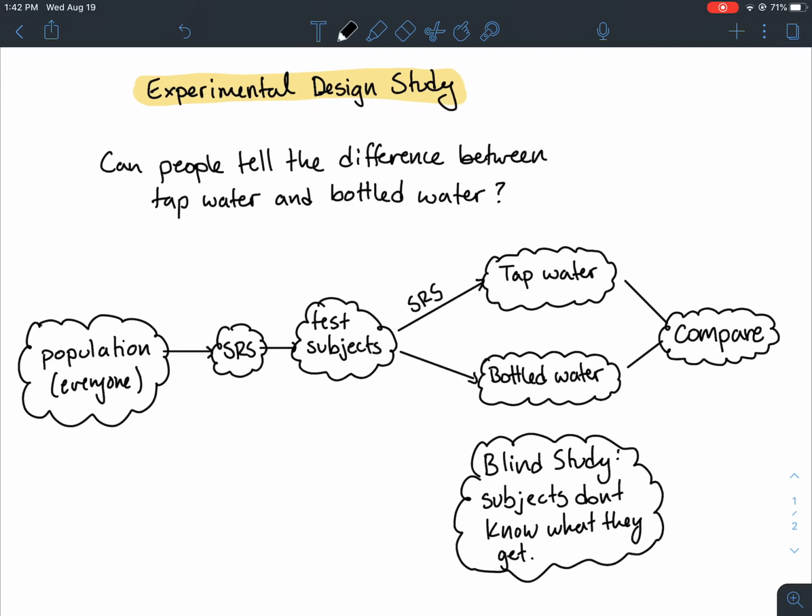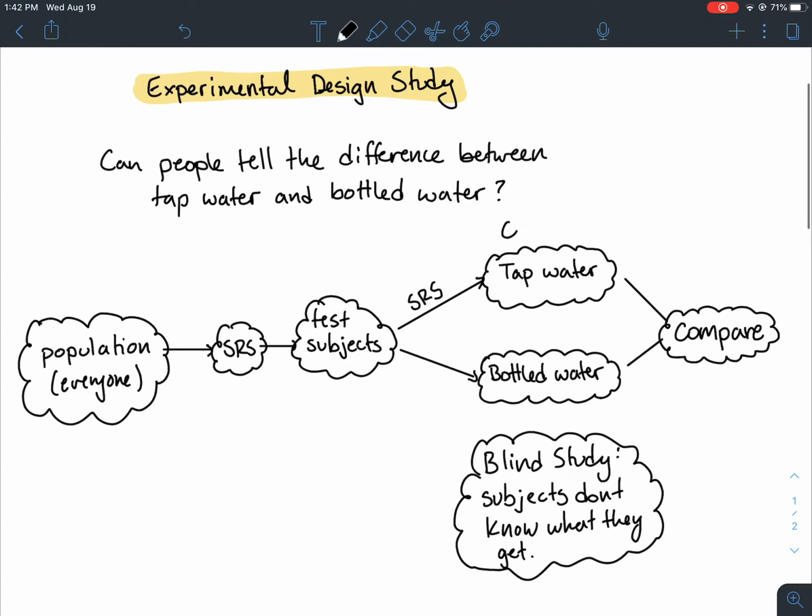Now, this was a very simple experiment, and the two things we want to point out here is that this we call our control group, okay? They get just the normal stuff, and that's a key thing. So our control group gets what we usually get. And then there's a treatment group, and they get what we're trying to study.